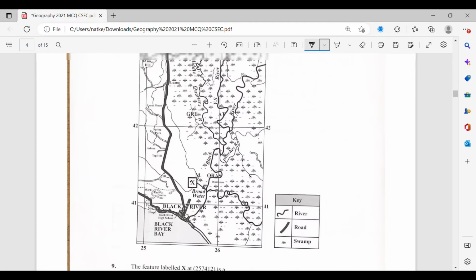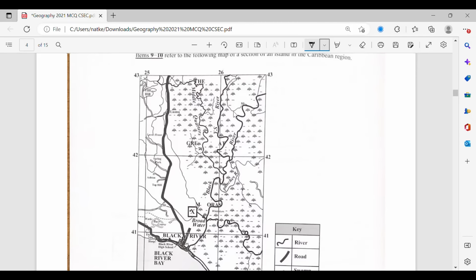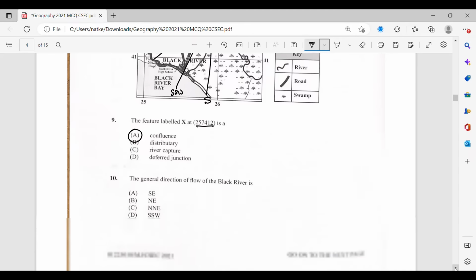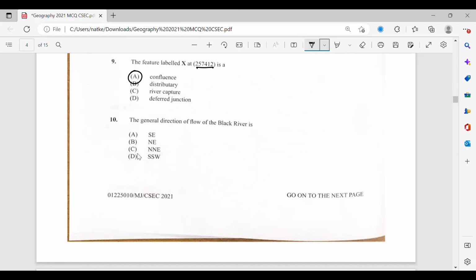So let us find the Black River. We see it. And assuming that north is that way, it would mean just the same as we did before. It's like you're doing north like that. So we're seeing the Black River over here. So we're looking at south-southwest-ish. So let us look at the options. Yes, south-southwest for number 10. So that's letter D.